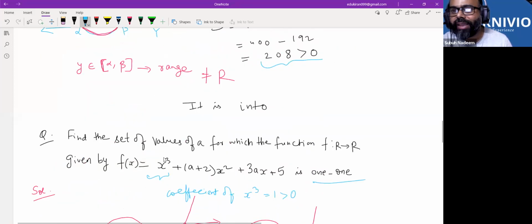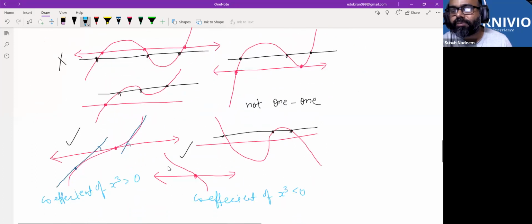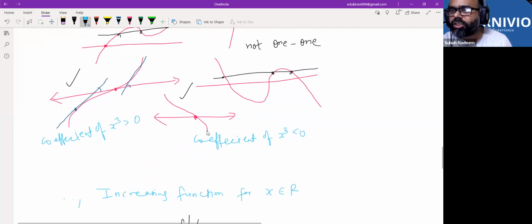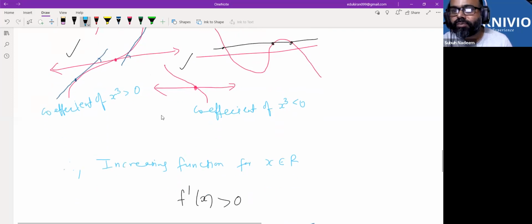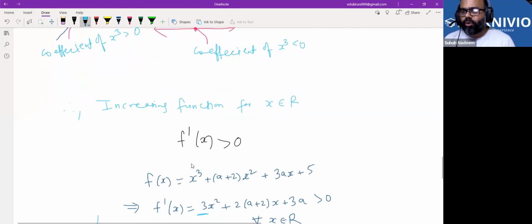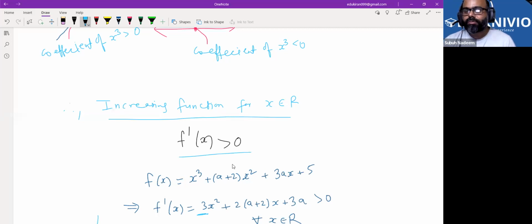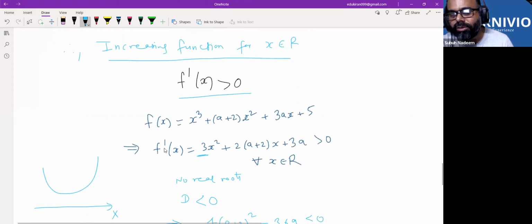Now the coefficient of x cube is 1, which is positive. So it is increasing. It is not decreasing. It is decreasing if the coefficient of x cube is negative. So if it is an increasing function, then its derivative is positive. This you have to remember. For an increasing function, the derivative is positive always. So f x, this one, we differentiated it, and when we differentiated it, we got this, and this is positive.